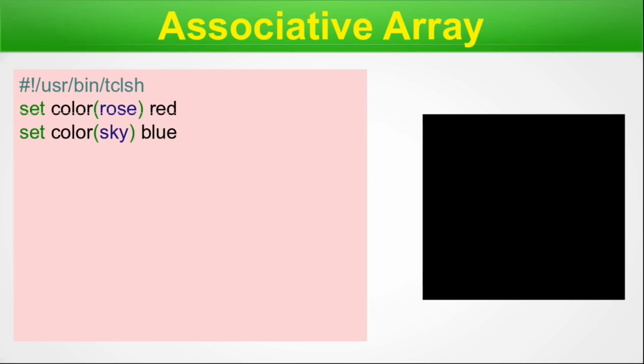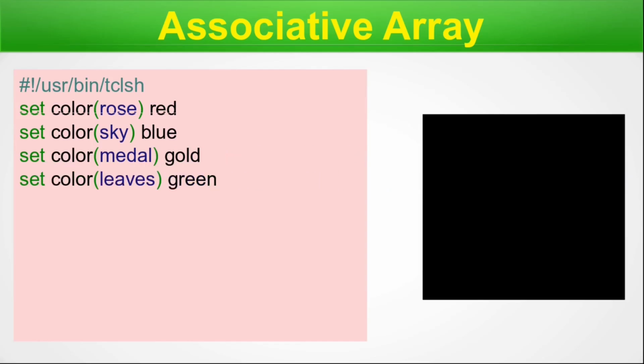As usual, the pink box will contain the code, the black one the output. Let's begin our code. Here we are using the set command to create the associative array. So how do we do it? We write set, then the array name, then the index within the first bracket, and then we give the value. So here the index is rows and the value is red. This way we keep on defining: set color sky and the value is blue. Simply the middle is the key and the value is gold. Leaves is a key and the value is green. Blackboard is the key, the value is black.